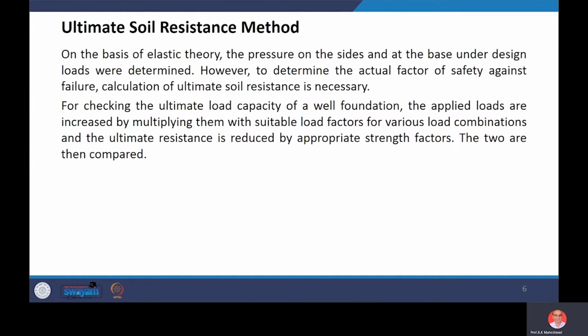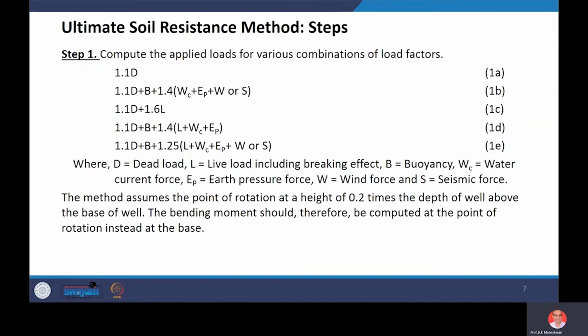However, to determine the actual factor of safety against failure, calculation of ultimate soil resistance is necessary. For checking the ultimate load capacity of a well foundation, the applied loads are increased by multiplying them with suitable load factors for various load combinations, and the ultimate resistance is reduced by appropriate strength factors, and the two are compared. So what is done here? The loads are multiplied by some factor, while the resistance is reduced by appropriate strength factors. So 2 things will be done. So continue with that.